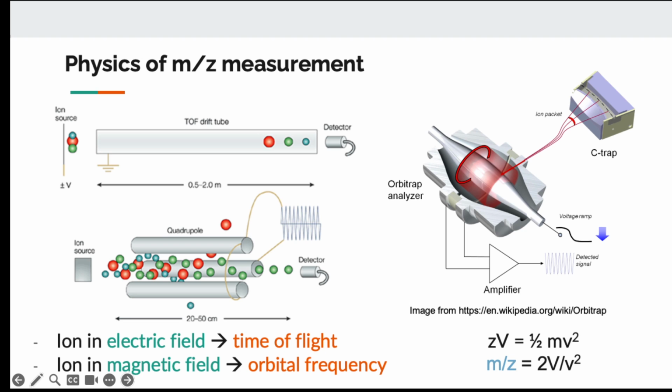So this type of mass spectrometry is called time-of-flight mass spectrometry. Because as the name implies, you are measuring the time of flight of ions from one end to the other end. And you use the time to calculate the velocity and then to deduce the mass over charge.